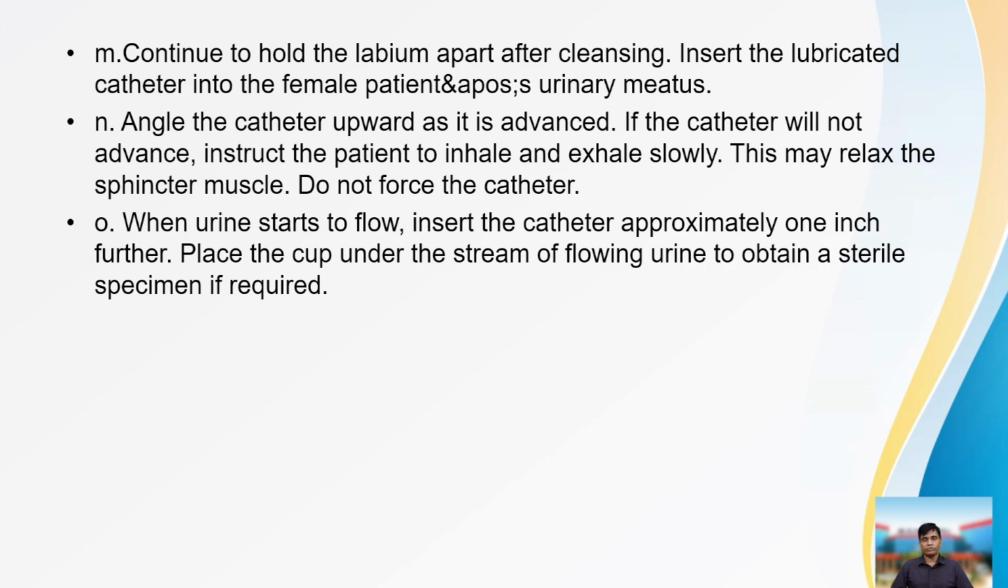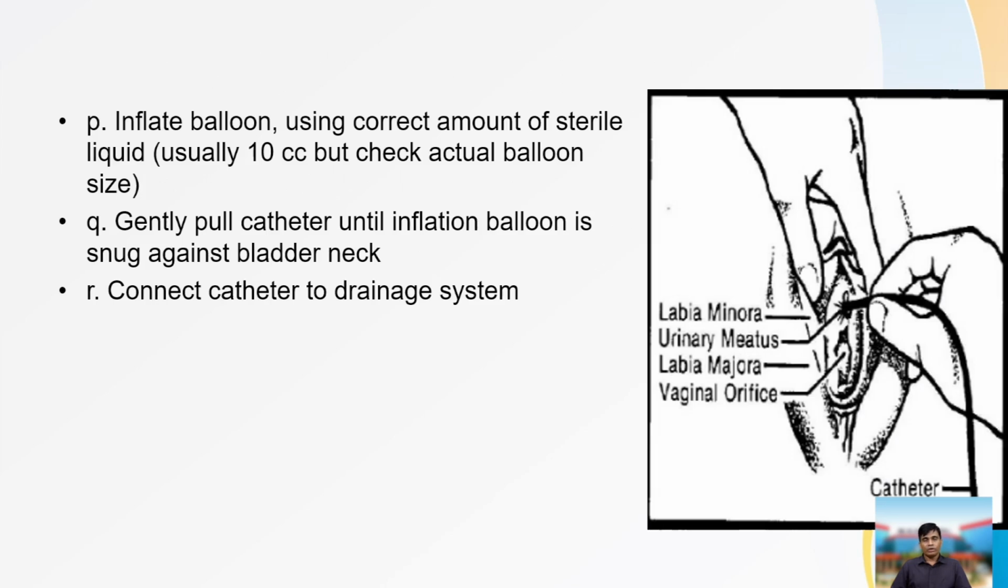Next, when urine starts to flow, insert the catheter approximately 1 inch further. Place the cup under the stream of flowing urine to obtain a sterile specimen if required. Next, inflate the balloon using the correct amount of sterile liquid, usually 10 ml, but check the actual balloon size. Male or female, it is the same process. Next, gently pull the catheter until the inflation balloon is snug against the bladder neck.